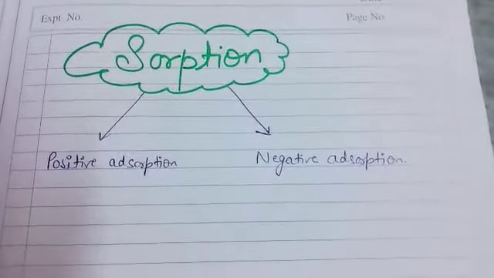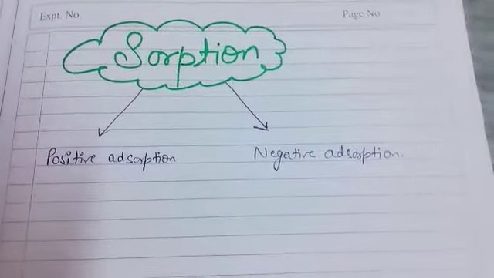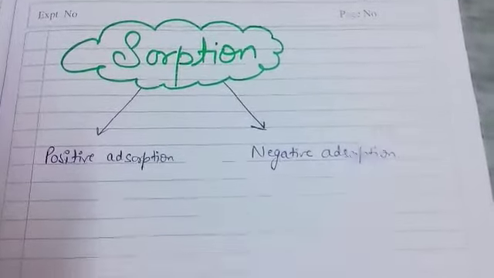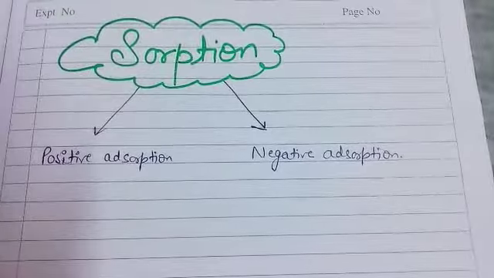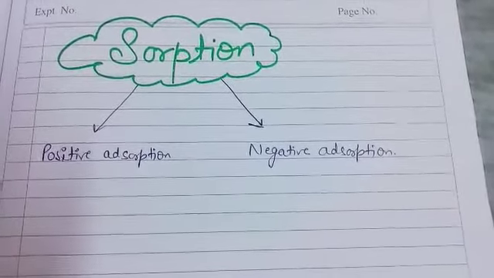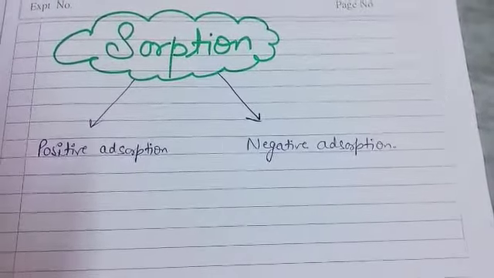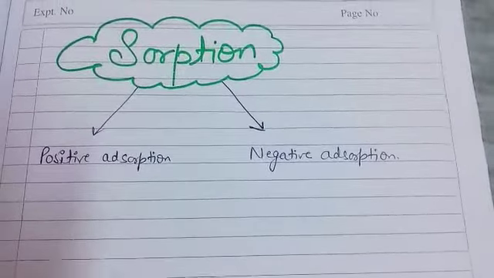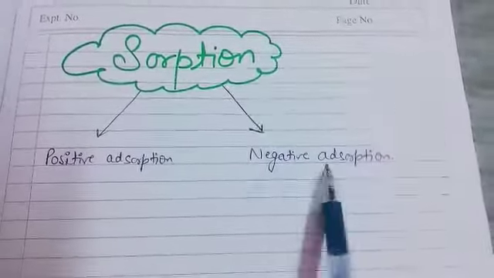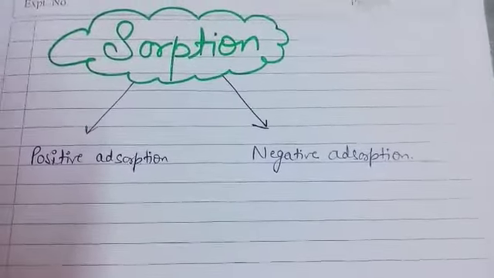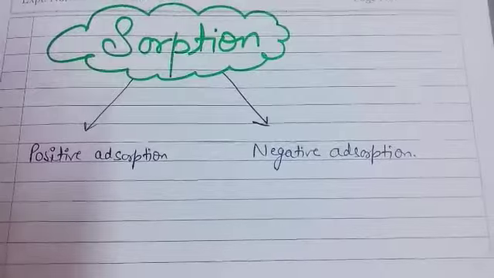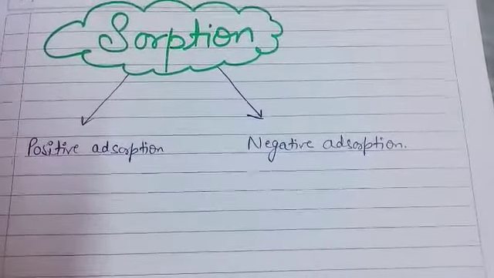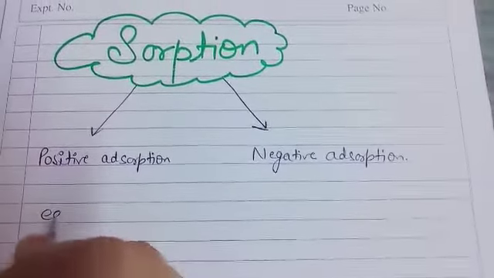In case of positive adsorption, the concentration of adsorbate is more on the surface of adsorbent relative to its concentration in the bulk. Surface pe zyada hai concentration as compared to the bulk. And in case of negative adsorption, obviously opposite, the concentration of adsorbate is less on the surface as compared to the bulk. You can take a general example for both.